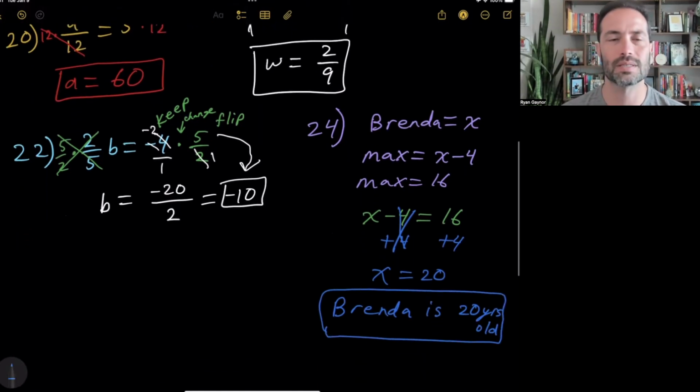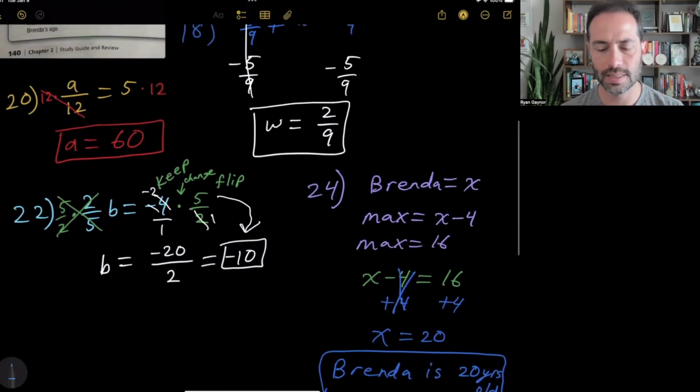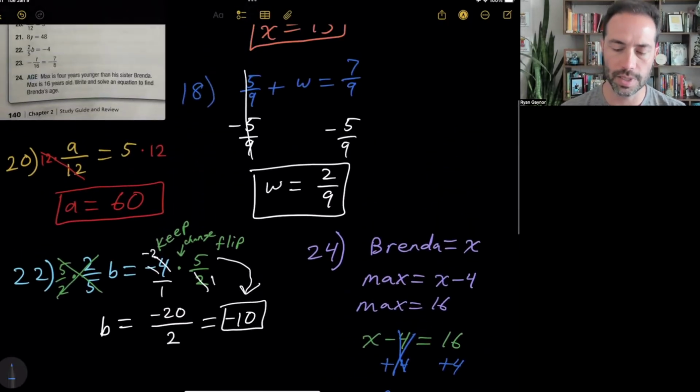All right, so does it make sense? Well, if Brenda is 20 and they said Max is 4 years younger, then Max must be 16 because 20 minus 4 is 16. And yes, Max is 16.